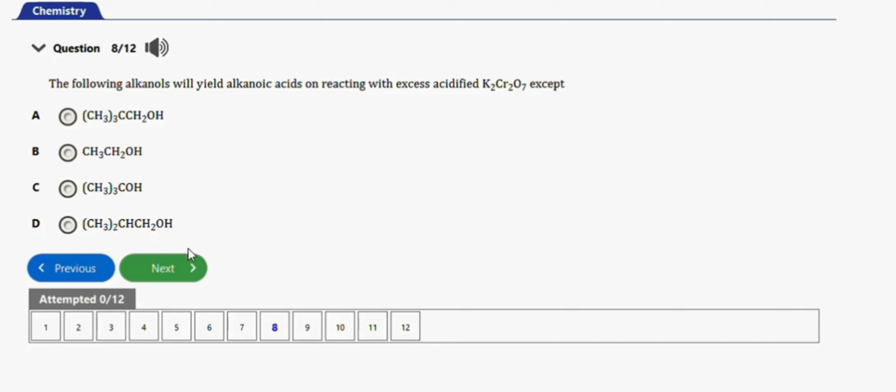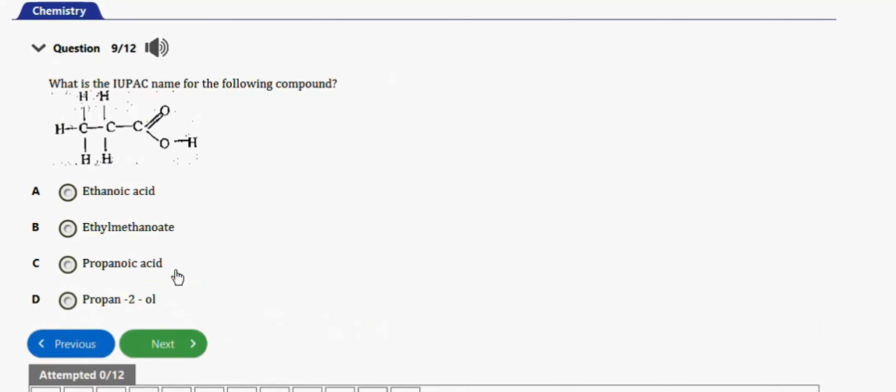The next question of this one, it says, what is the IUPAC name for the following compound? So this is propanoic acid. If you check, we're having 3 carbon atoms and COOH, which is the carboxylic group. Okay, so the right answer is option C, which is propanoic acid.